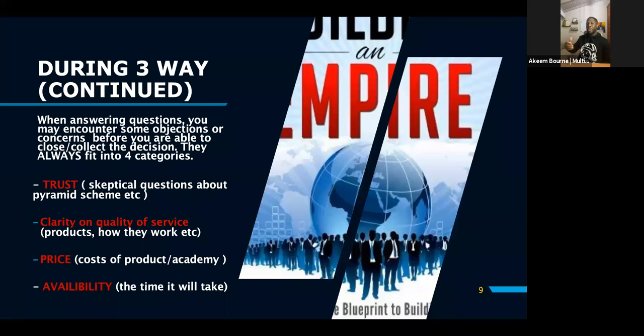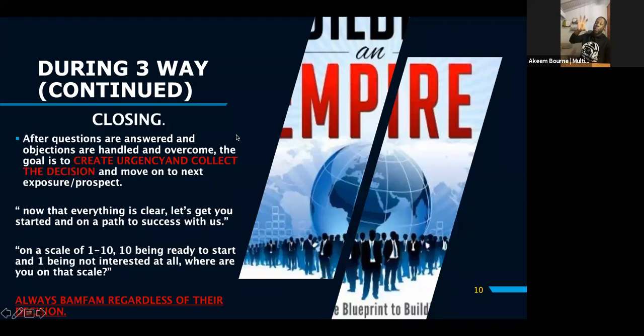Because if you are not able to overcome these objections, this is when you're doing the three-way, obviously, or when you're prospecting, obviously. You want to be able to get to a point where you are able to collect the decision. And that's what this part here is about now. Closing. Again, we're still in the three-way. This is still a journey three-way, right? So after the questions are answered, so you answered all the objections, handled all the rebuttals, and overcame all of them, the goal is to create urgency and collect the decision.